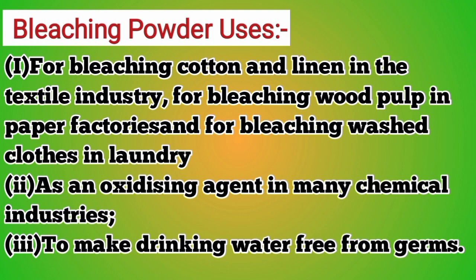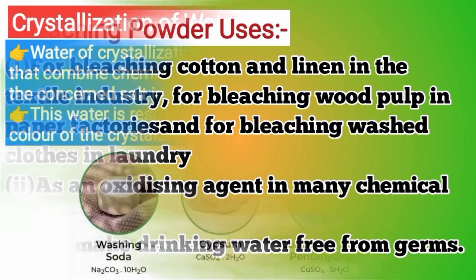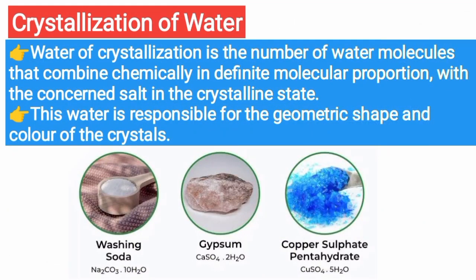So for cleaning purposes we also use chlorine, so calcium oxychloride, and also as an oxidizing agent in many chemical industries bleaching powder is used. It is also very important for examination purposes. We concentrate on this topic also. And next, coming to the last topic finally, water of crystallization.